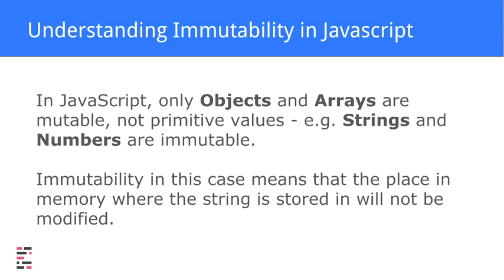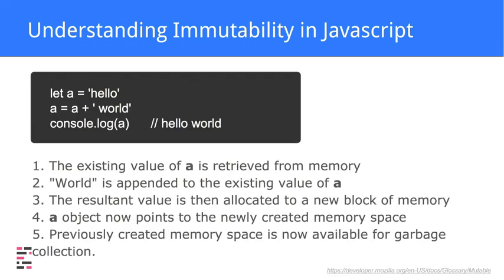In JavaScript, only objects and arrays are mutable, not primitive values, for instance strings and numbers. When we are discussing mutability at this stage, we're not discussing the value, we're discussing its place in memory. For a string and a number, when you reassign a value to them, it doesn't actually change the value at the initial place in memory. For instance, imagine we have a variable, let a equals hello, and we're going to add on the string world to it.